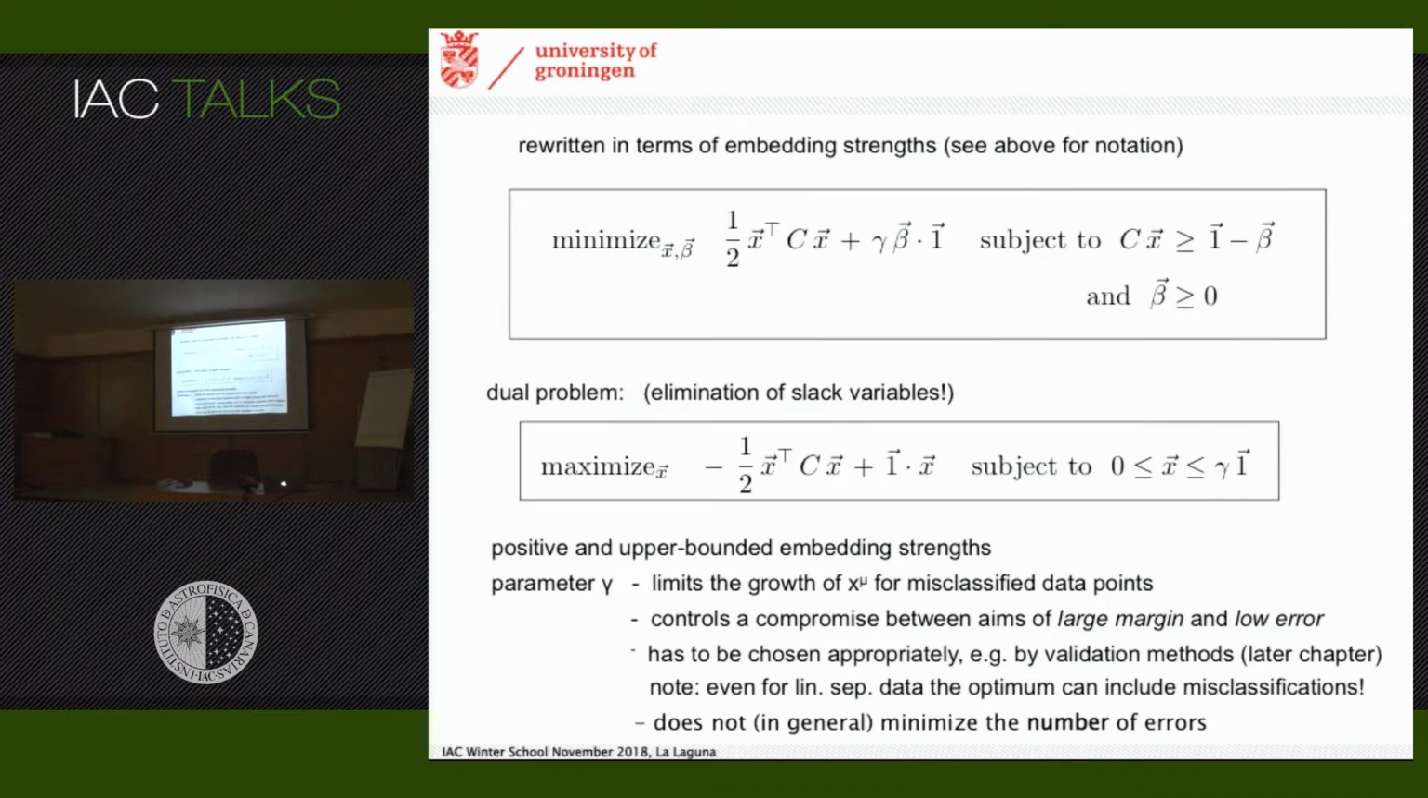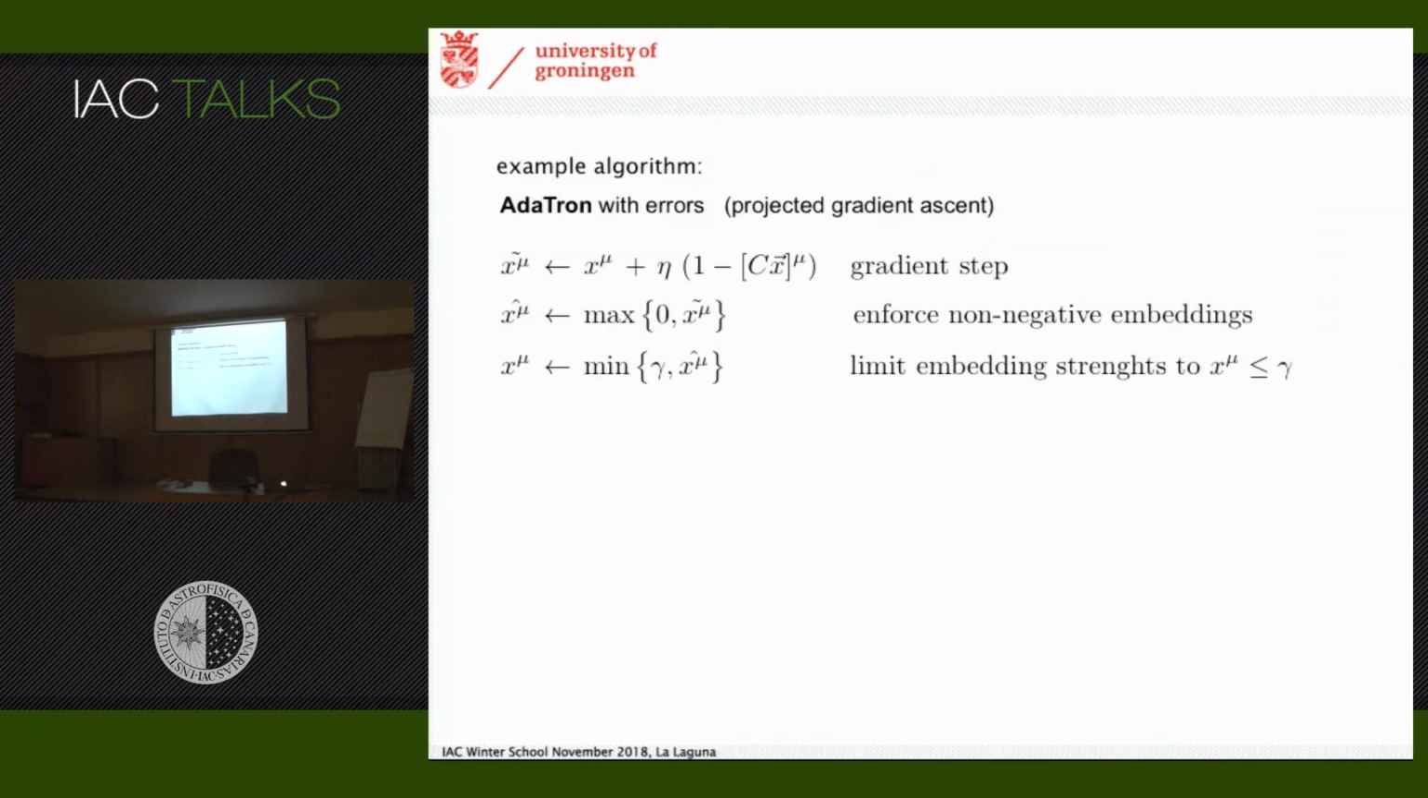And in general, this strategy does not minimize the number of errors, because it takes into account the degree to which a constraint is violated. So it's not the same as minimizing the number of errors. An example algorithm would be just the good old ADALINE that I showed you, which does a gradient step in the embedding strength, gradient ascent in this cost function f tilde. It restricts the embedding strengths to be non-negative, but also smaller or equal to gamma. Plain easy to realize.